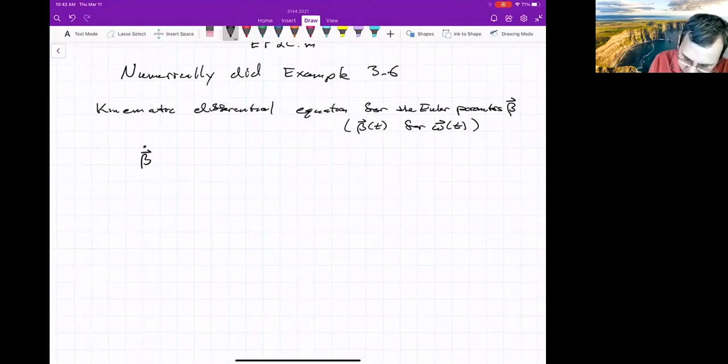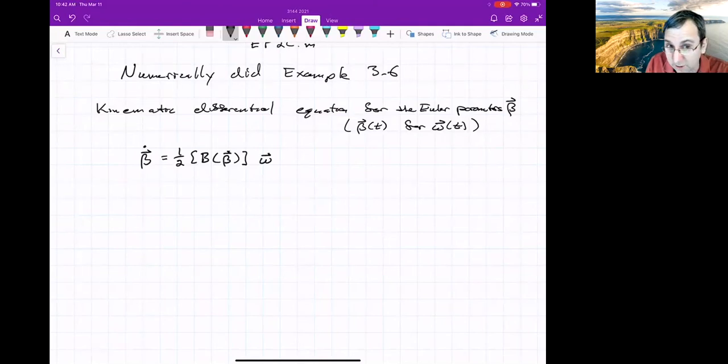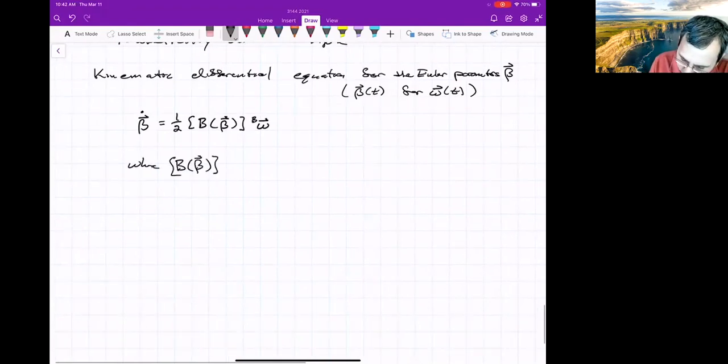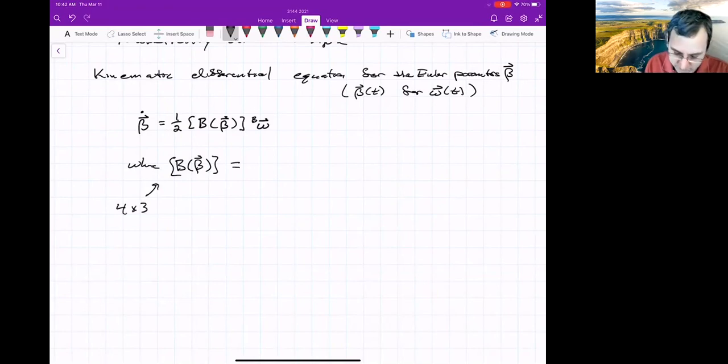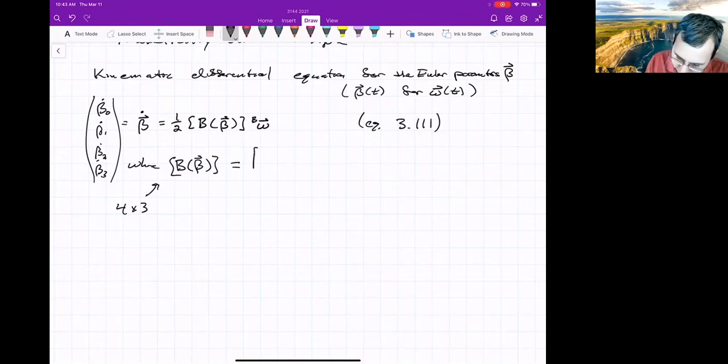Beta dot, remember this is a four-dimensional ODE, equals 1/2, and now this B matrix as a function of beta times omega, the angular velocity vector written in the body fixed frame, where B of beta is a 4x3 matrix, right? Because omega is 3-dimensional and beta is 4-dimensional. This is just shorthand for beta not dot, beta 1 dot, beta 2 dot, beta 3 dot. And this is following along in the book. It's not particularly enlightening. It's just a bunch of betas.